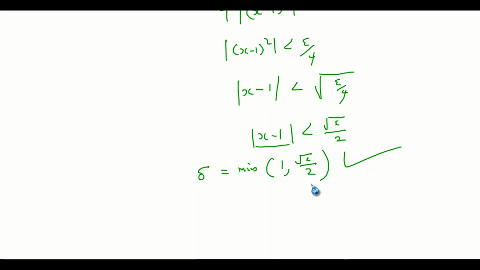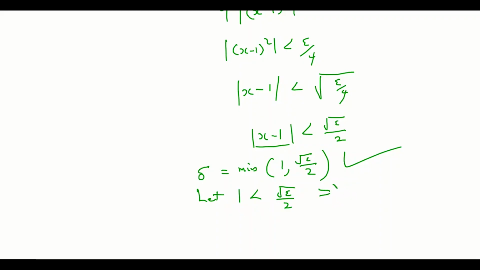But we want to test further. So I will say 1 is less than root epsilon over 2. I'm saying that 1 is smaller than this. If it doesn't work out, then you come back to the other one. So we have two options.